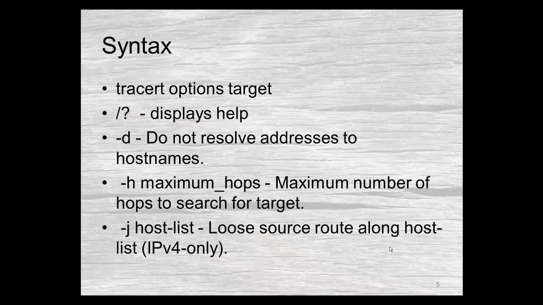The -h will let you modify the maximum number of hops. That's normally 30. That's typically okay, but if you had some traffic going through a lot of routers, you might want to adjust that. The -j will let you use loose source routing. It's an IP version 4 option. You probably will never use that option.